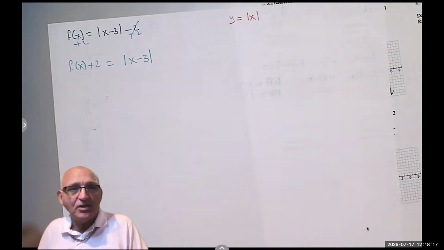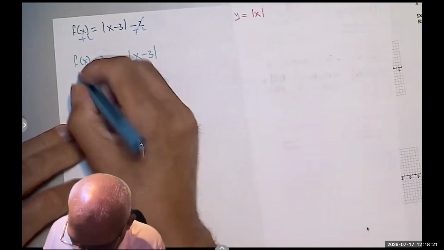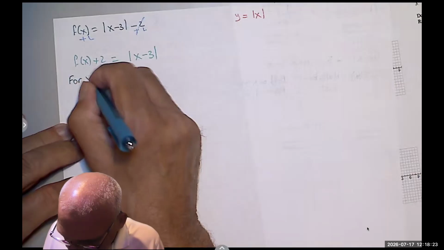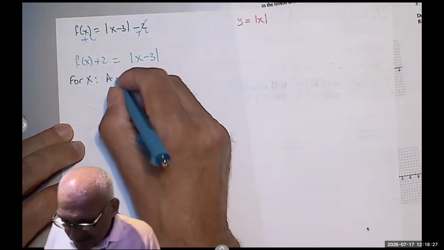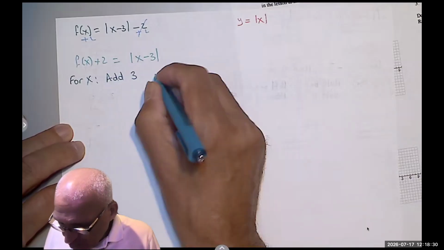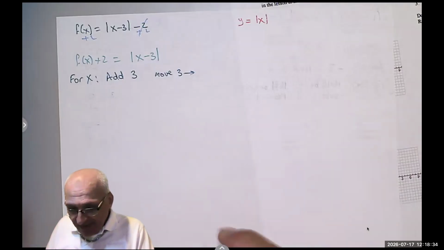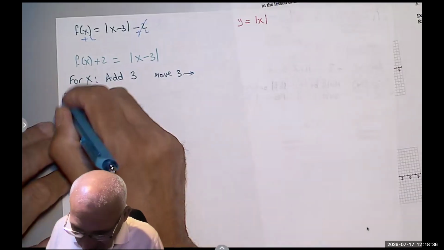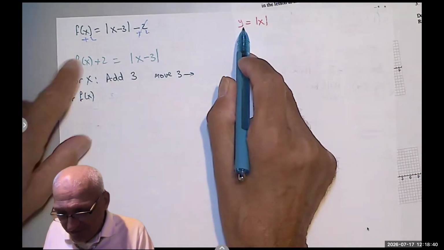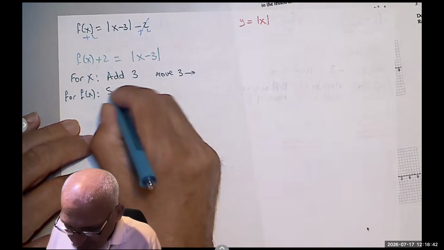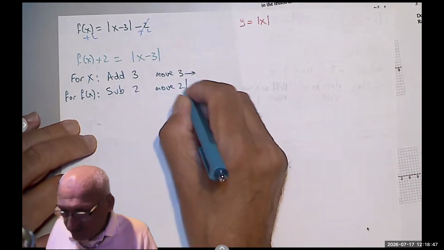And that's a very easy one. Why? Because for the x, I want x minus 3 to be x. So I'm going to add 3, exactly like the last one, meaning move 3 to the right. I'm done. How about f of x? For f of x, to make it y or to make it f of x, I only need to subtract 2. Subtract 2, meaning move 2 units down.